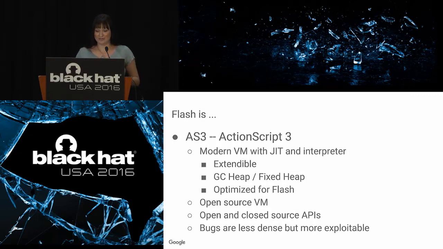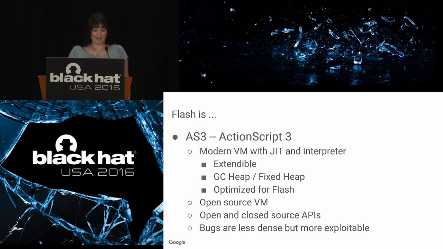It has a garbage collected heap. It's a fairly conservative heap. I'd call it non-strict, non-exact. So things don't get freed right away, but they do get eventually freed. It also has a fixed heap, and this is for long-lived objects, for example, bitmaps, and these need to be manually allocated and freed by the developer. And ActionScript 3, the VM, is optimized for Flash, but as I said, it's open source. You can use it for whatever you want.